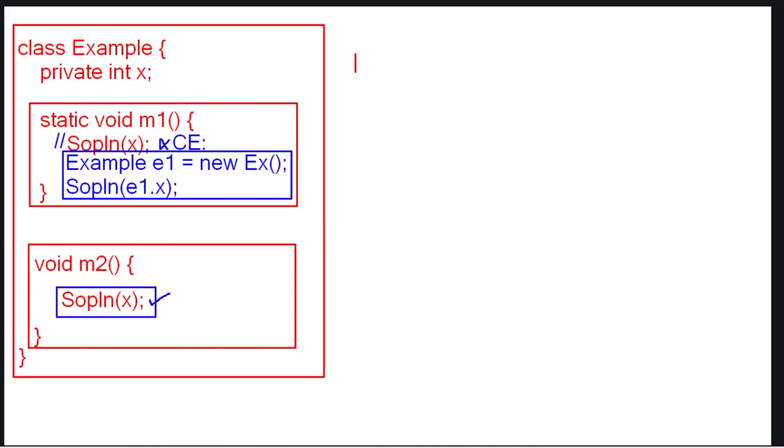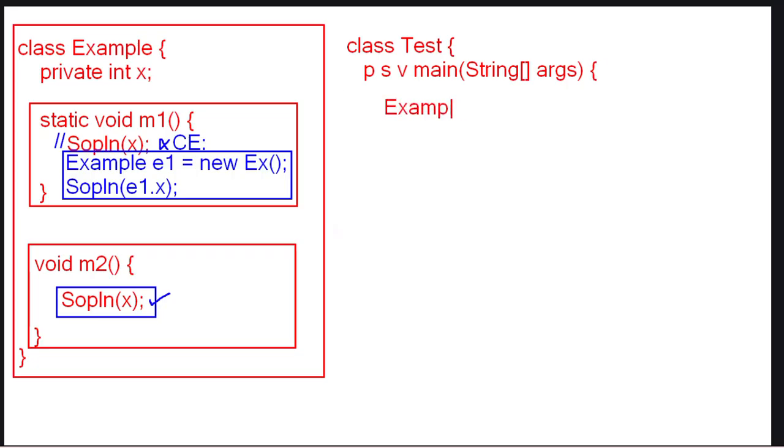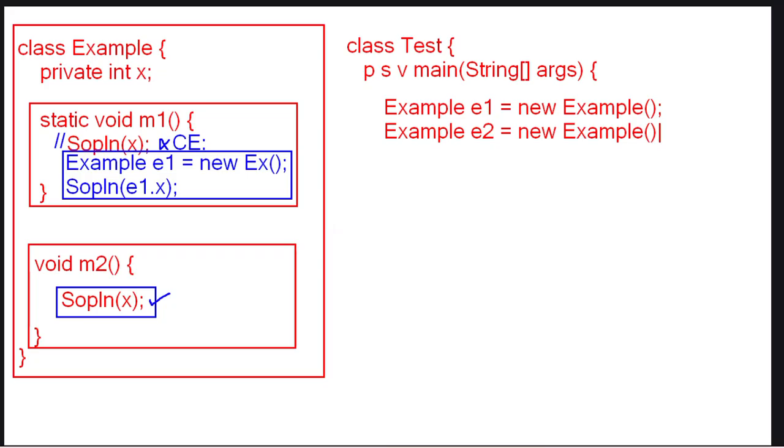Then tell me now, think about the Test class. class Test, public static void main(String[] args). Now I am creating Example e1 equal to new Example. Non-static variable is available where? Inside the object. Now the x variable is provided memory in this e1 object. I'm creating one more object, Example e2 equal to new Example. Again the x variable memory is provided in the second object.